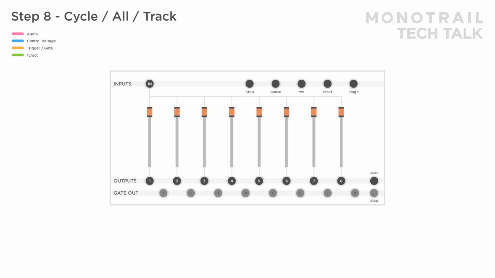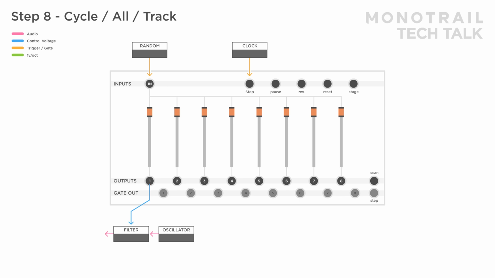Here's a simple example with Step 8 in cycle, all and track and hold mode. A smooth random voltage is sent to the input and the module receives a clock at the step input. The first output is opening a filter in a simple voice and the fifth output a filter in another simple voice. When cycling through the steps, each time it passes through the first step, it will track and hold a new value for the first voice, and when it passes through the fifth step, it will track and hold a new value for the second voice.